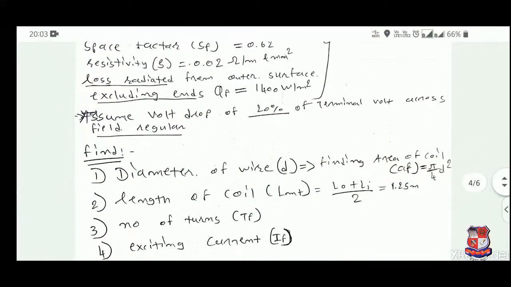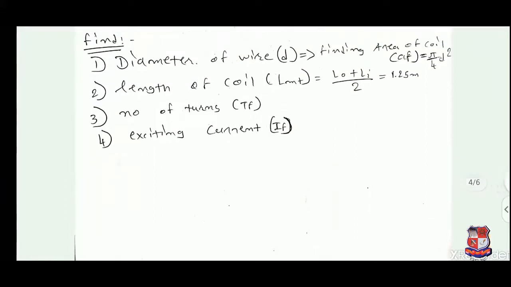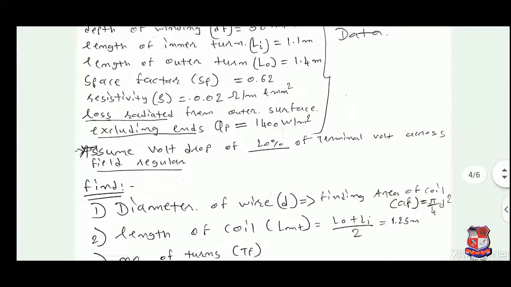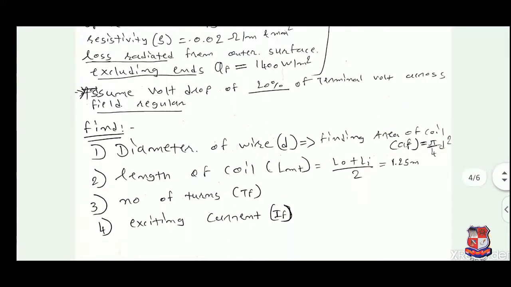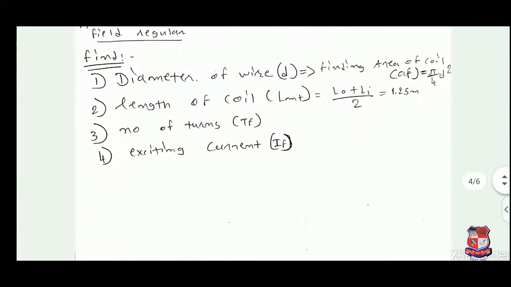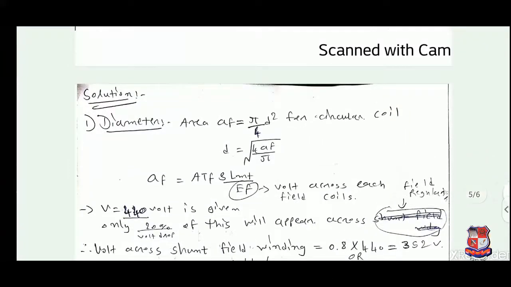So, continuing with this example. First of all, we can easily find the length of mean turn of the coil, which is 1.25. How can we get this? 1.1 plus 1.4 is 2.5, divided by 2, so it will be 1.25 meter. Now the diameter is given by area AF equal to pi by 4 d square. So as per this, make d the subject, and we can get the diameter.